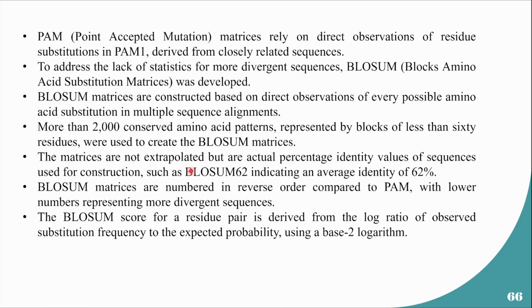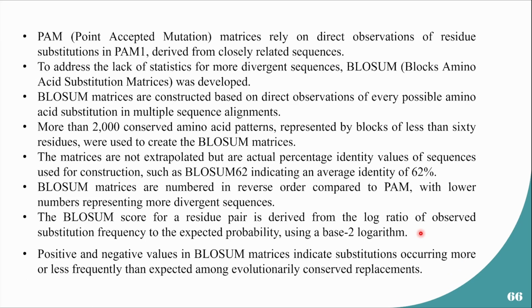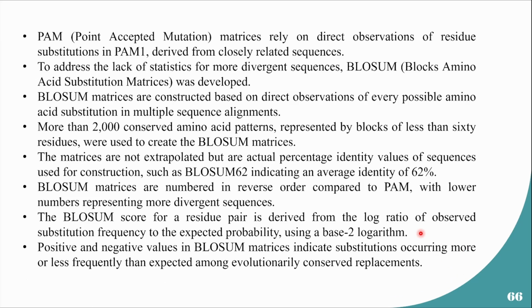And then, for example, a scoring of 62, like BLOSUM 62, indicates an average identity of 62%. And again, the overall construction is kind of the same, because you have to again convert the scoring to log base 2 and so on. But the difference is that for a PAM matrix, if you wanted to compare closely related sequences, you had to use a lower level of PAM matrix.